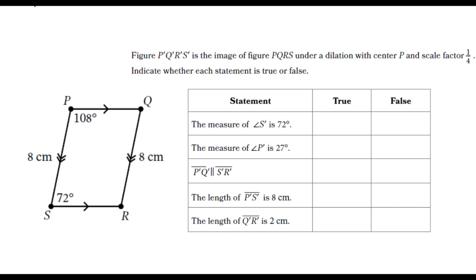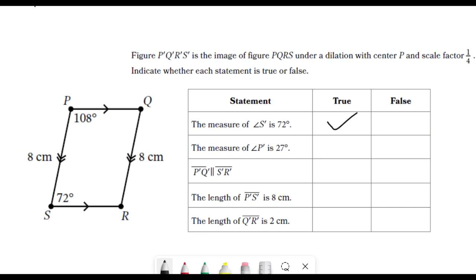It says the measure of angle S prime, so the copy of angle S, is 72 degrees. Now that is true because if we do scale something, whether we make it bigger or smaller, the angle is going to stay the same. So if that's true, we'll go ahead and mark that, and then we'll look at the next one.